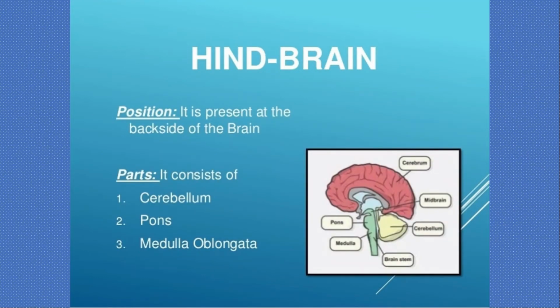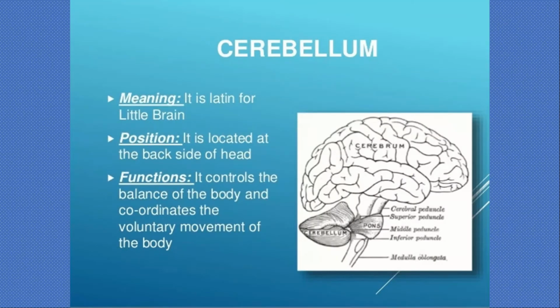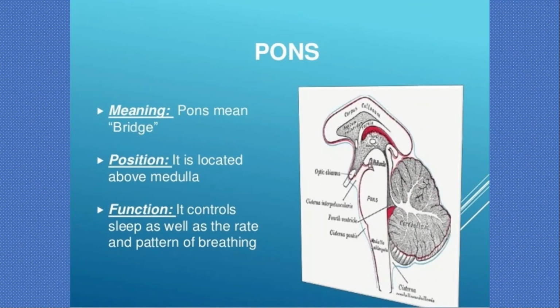Hindbrain. As the name suggests, it is present in the backside of the brain. Parts: it consists of the cerebellum, pons, and medulla oblongata. Cerebellum has a Latin meaning, little brain. It is located at the backside of the head. Main function: it controls the balance of the body and coordinates the voluntary movements of the body, the movements we are conscious about. Those voluntary movements of the body are controlled by the cerebellum.